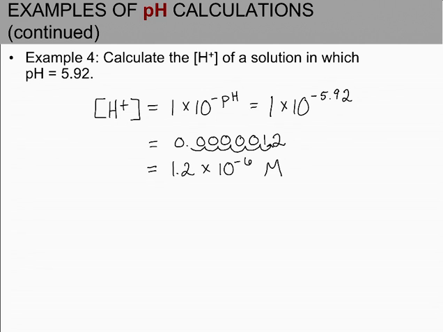Okay, so is this solution acidic or basic? And it might be easier, again, to look at the pH. So the pH is 5.92, so that's between 0 and 7. So this is acidic.